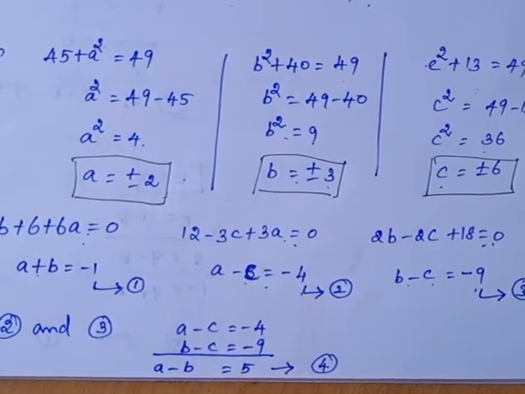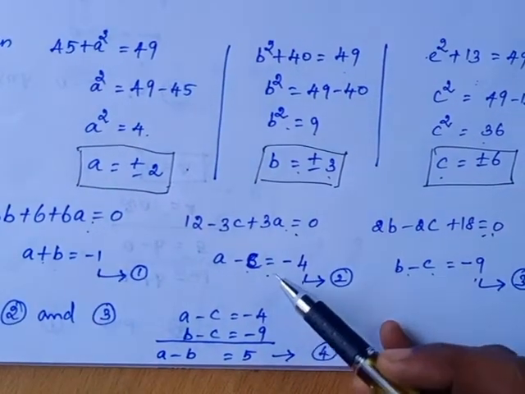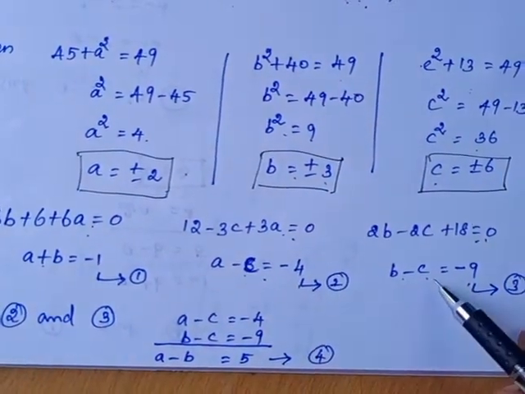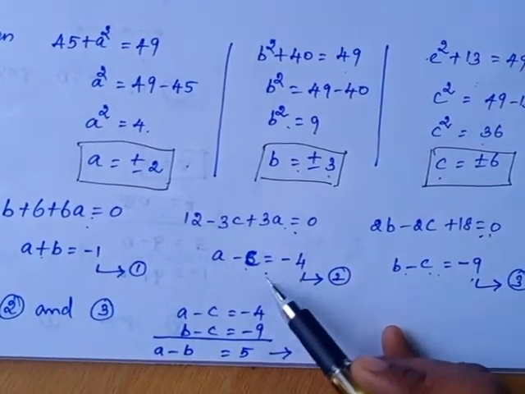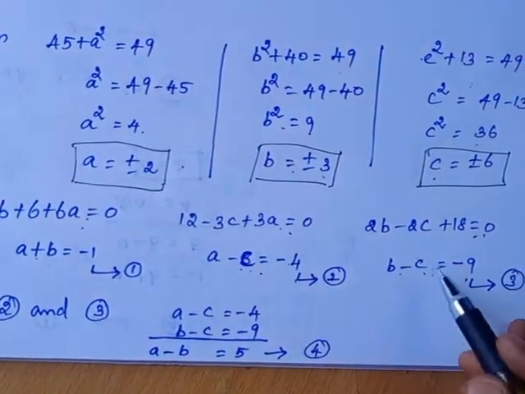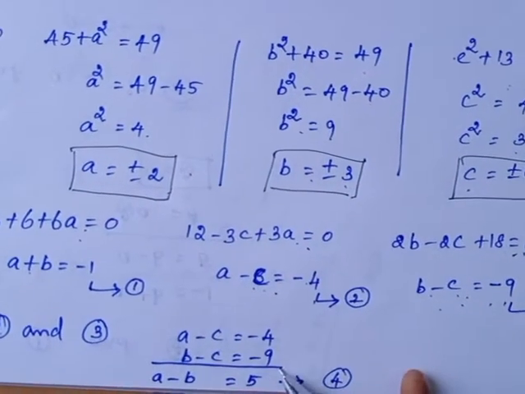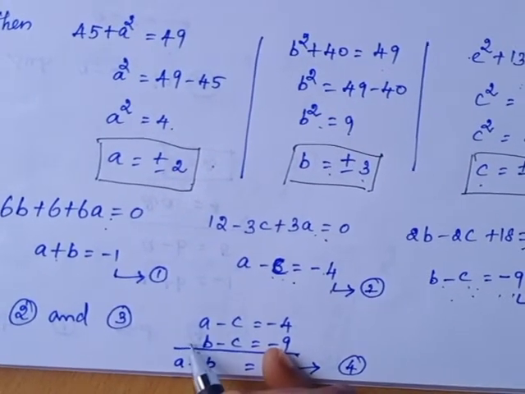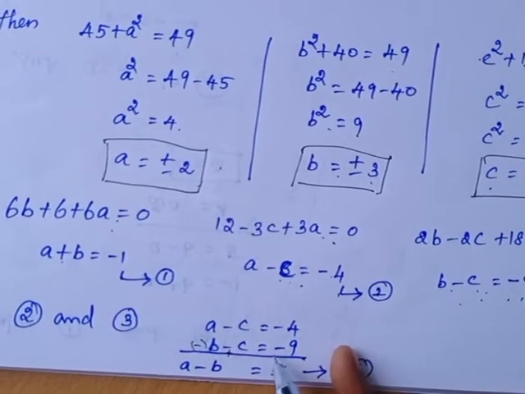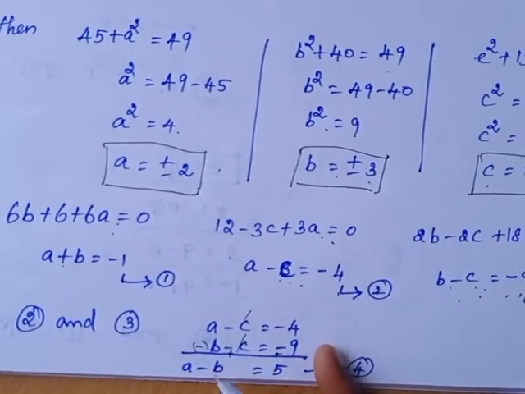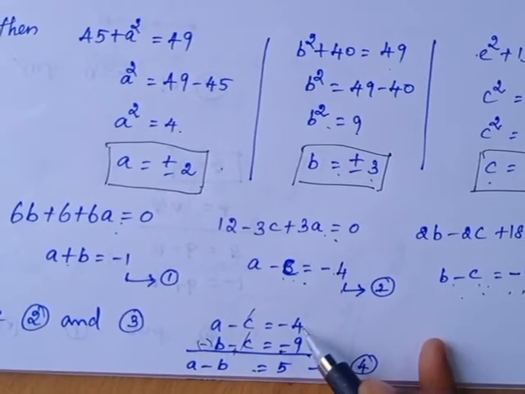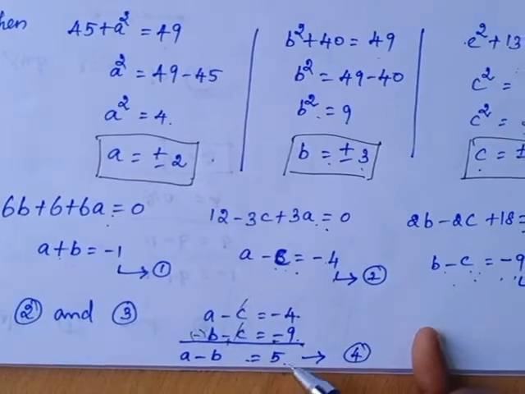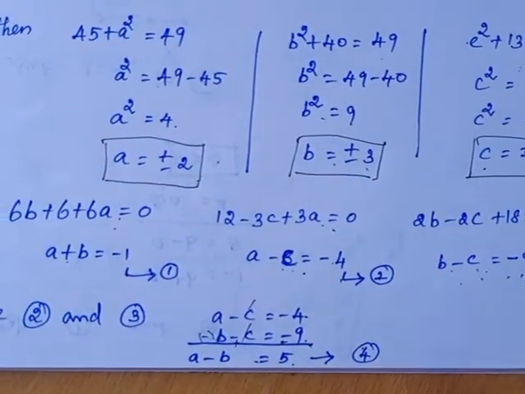So first, I have to take the second and third equations. The second equation is A minus C equal to minus 4. Here B minus C equal to minus 9. So subtracting means we have to change the sign. We get A minus B equal to minus 4 plus 9, so we get the answer 5. This is equation number 4.